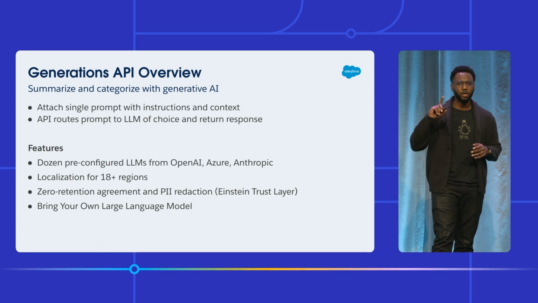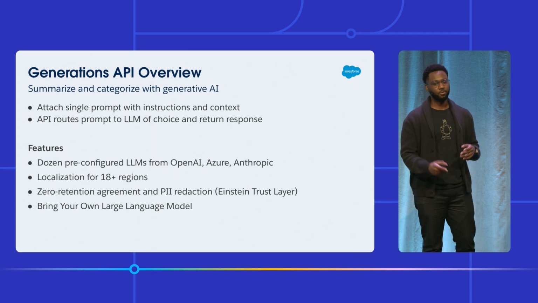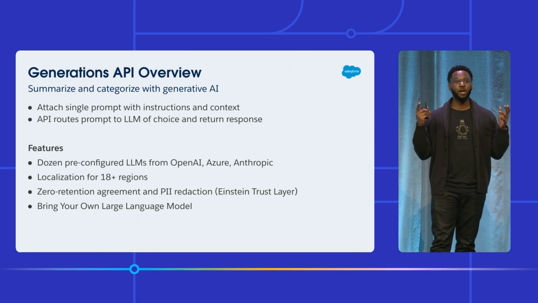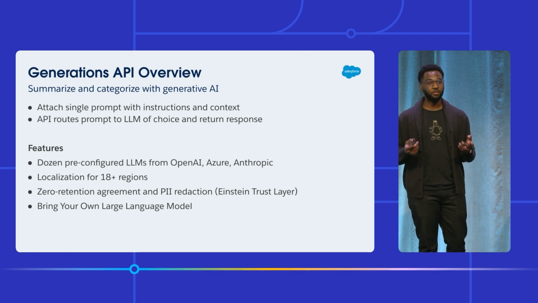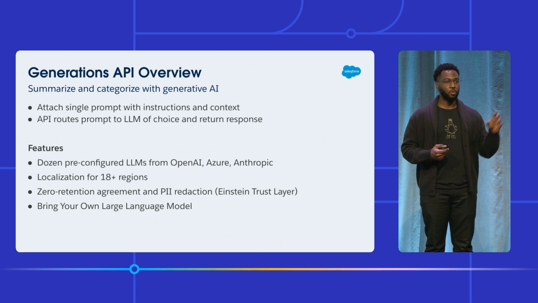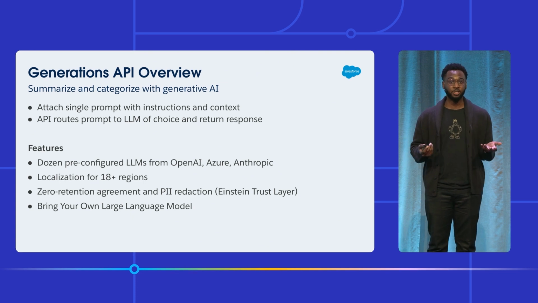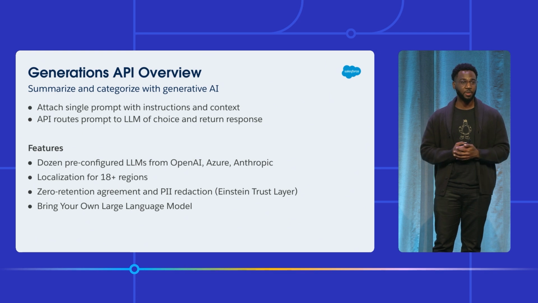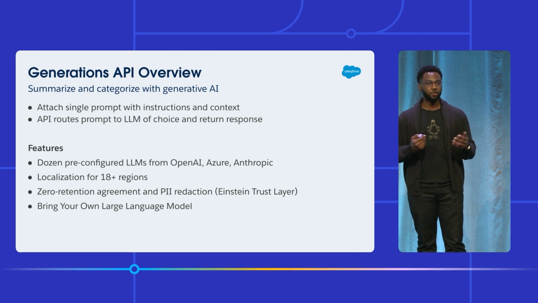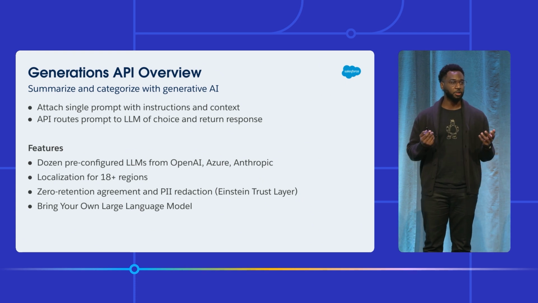Now, has anyone used prompt templates before? Okay, so the Generations API is very similar to a prompt template. Essentially what you do is you write a prompt in your code, you attach some instructions as well as necessary context. So if you wanted to summarize and categorize a conversation, the initial message from the customer would be that context. And then what you do is, using the API, send that prompt to a large language model of your choice.